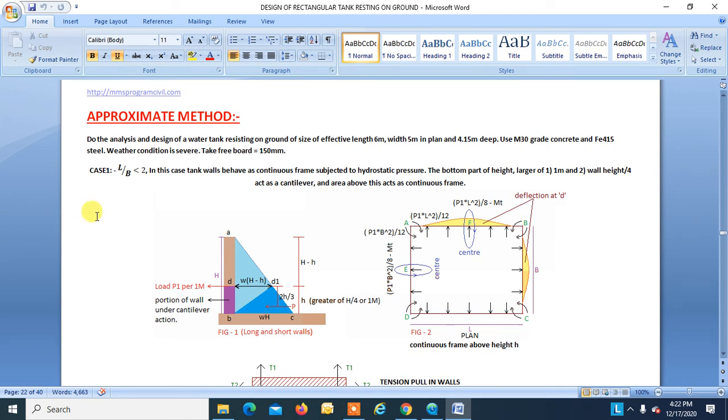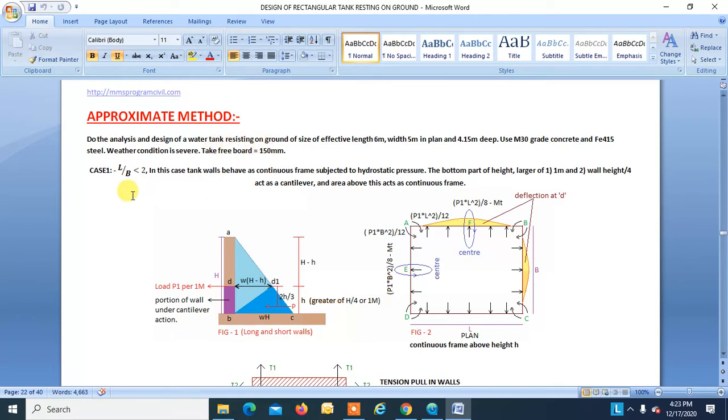Now we will design the rectangular water tank resting on ground by approximate method. Do the analysis and design of a water tank resting on ground of size of effective length 6 meters, width 5 meters in plan and 4.15 meters deep. Use M30 grade concrete and Fe415 steel. Weather condition is severe and take freeboard equal to 150 mm.